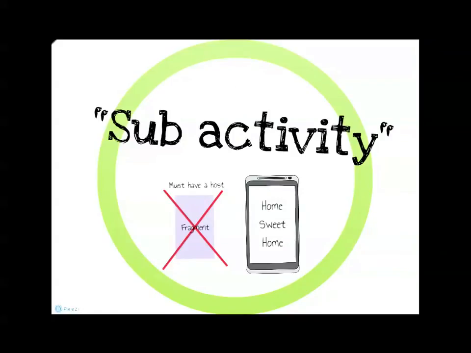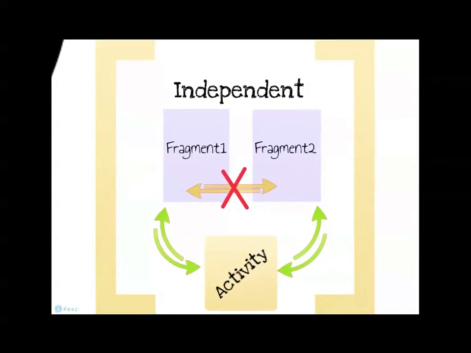So they're sub-activities. They have to live in an activity, a host. You can have several fragments or one fragment, your choice. They don't have to have a view. They can be invisible worker fragments, if you prefer. You never want them to talk to each other. You want them to be loosely coupled. You want them to talk through the activity if they need to talk in any way.